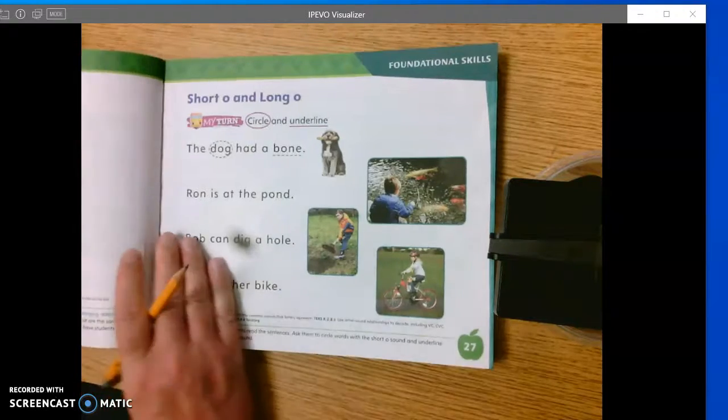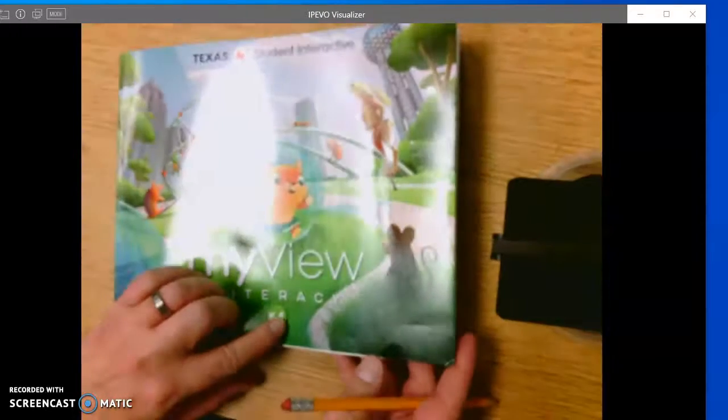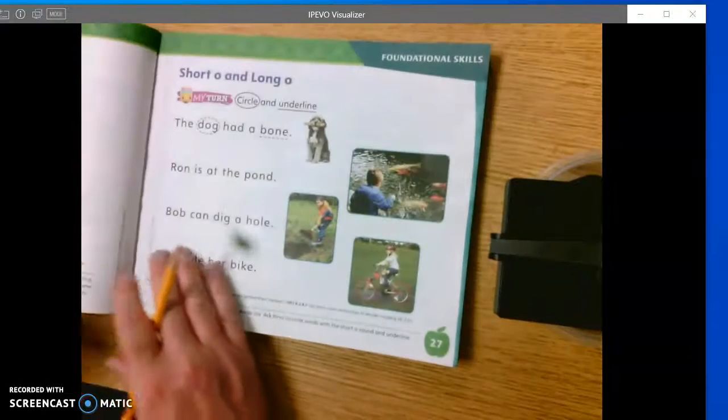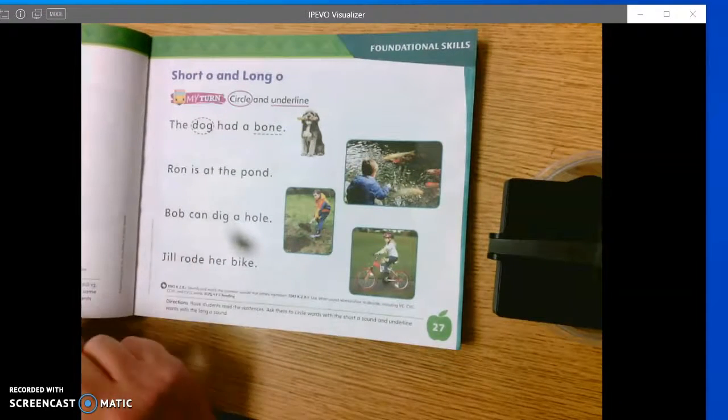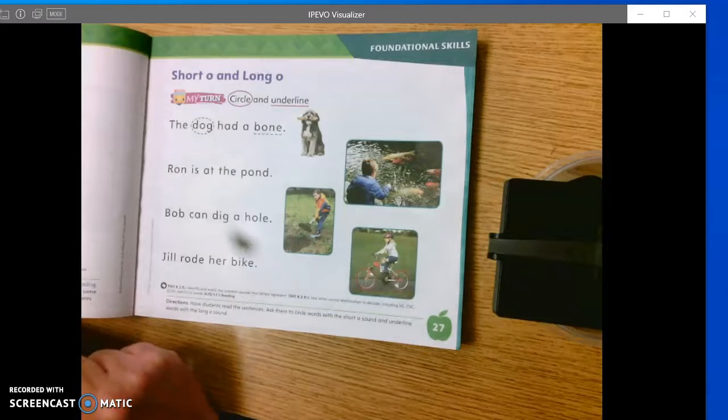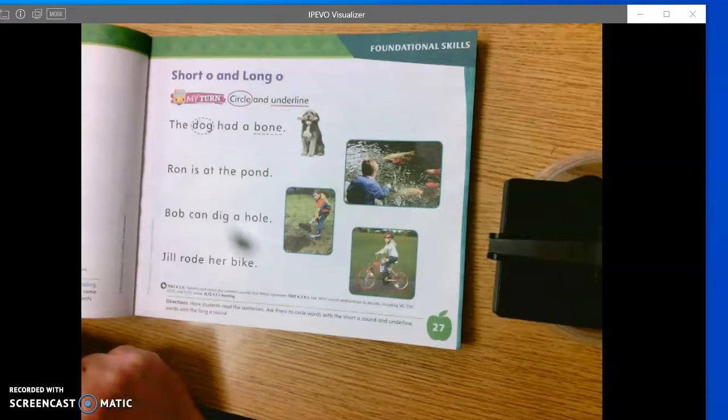This week in reading we are starting on our new book, K.4, and we are starting today on page 27. We're going to do some work with the short and long O sounds, and then we will read part of a story after we preview some vocabulary words, okay?